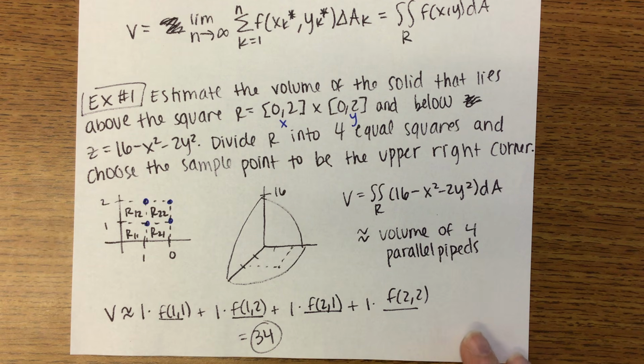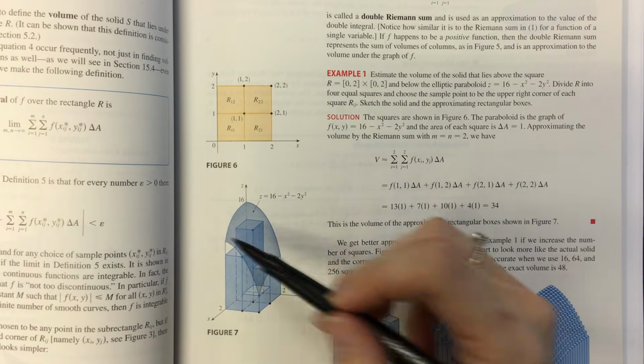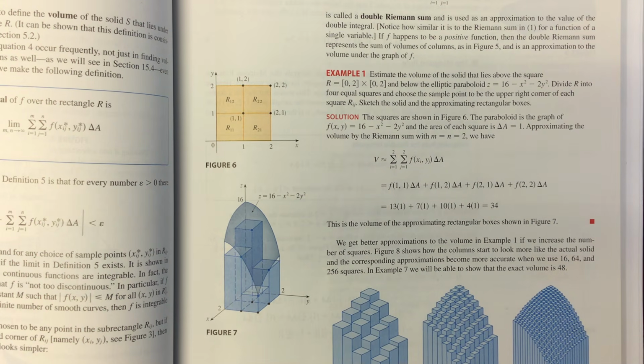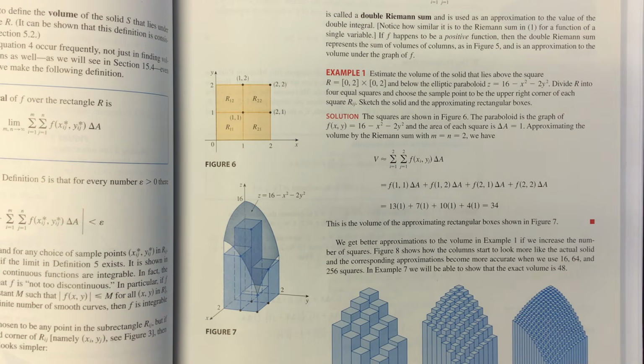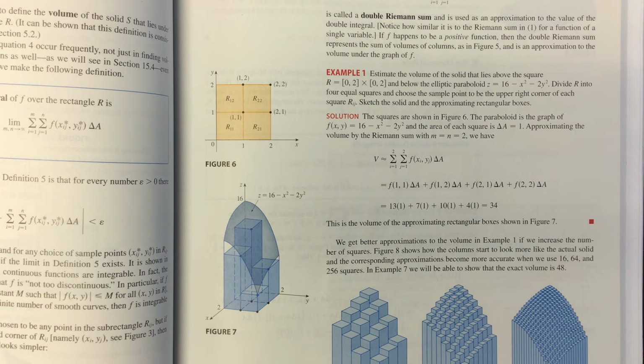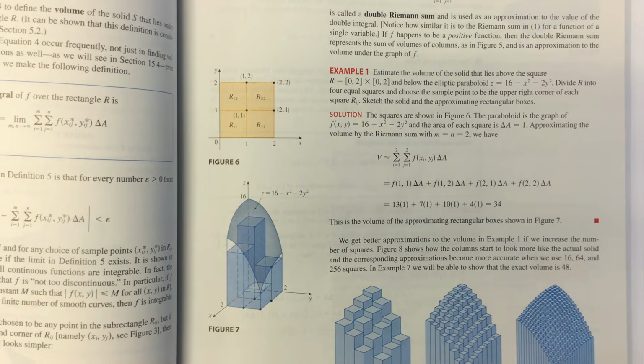Okay, questions on that? Okay, if you are interested in the figure, here's what the figure looked like. So those are those 4 parallelepipeds. You should be able to tell from here, is our estimate going to be an over or underestimate? Underestimate, right? And we're only going to be able to tell by looking at the figure. Okay. Sound good?